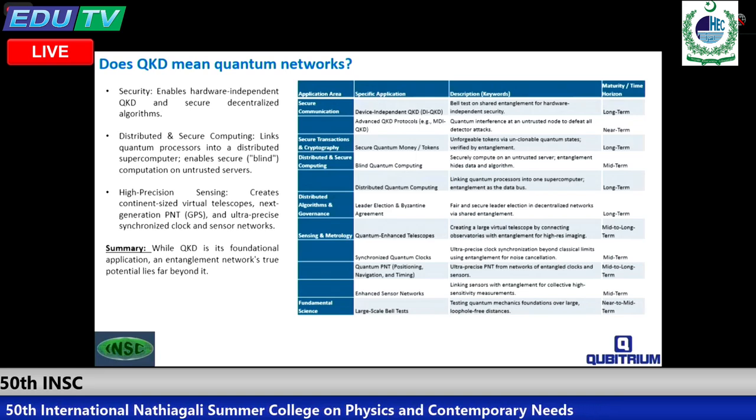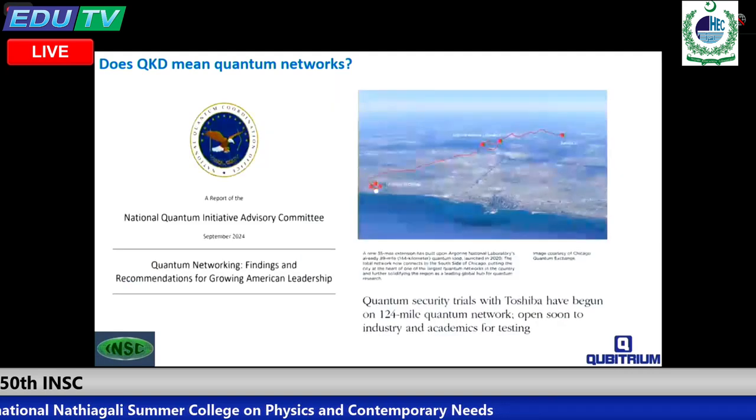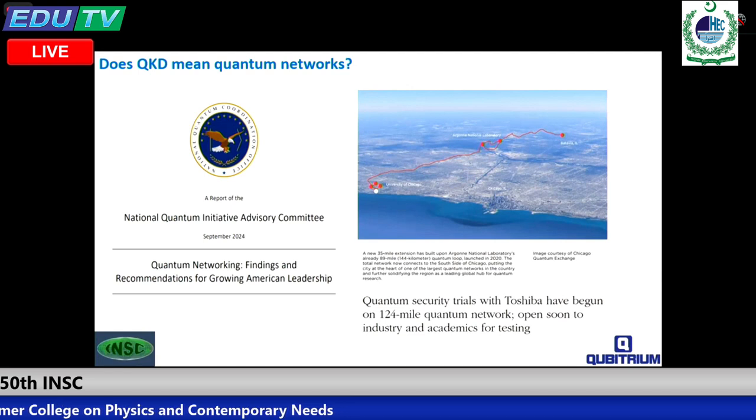So, in summary, while QKD is this foundational application, an entanglement network's true potential lies far beyond quantum key distribution. And this is a good example. The US has stated explicitly that it will not continue with QKD, but at the same time, they keep accelerating on building quantum networks. So once you build the network, if you don't want to use it for QKD, that's perfectly fine. There are n-1 other things that you can do with the entangled networks.